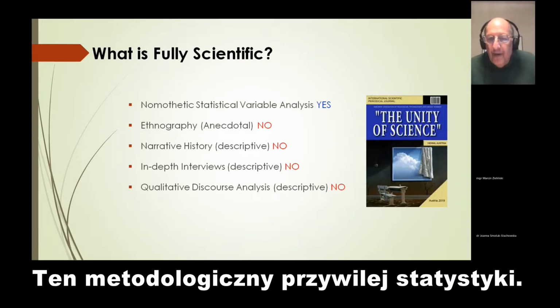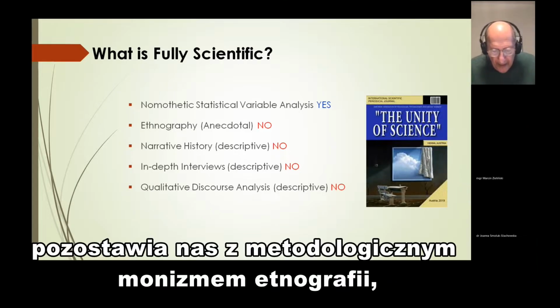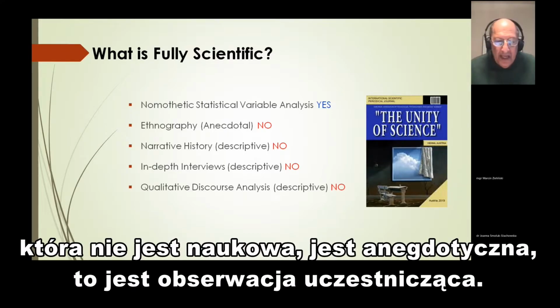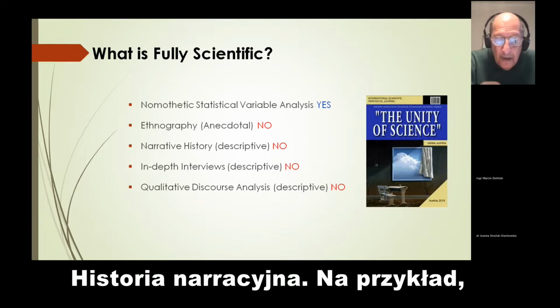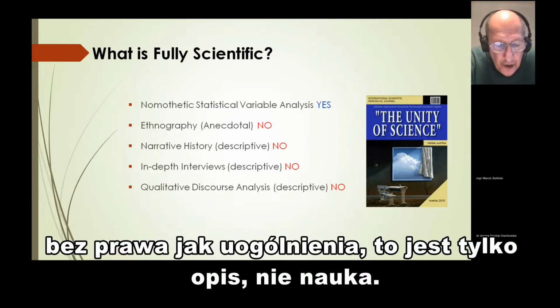This methodological privilege of statistics leaves us with a methodological monism. Ethnography is not scientific because it is anecdotal. That's participant observation. You cannot discover a law from one case. Same for other qualitative approaches, narrative history, for example. Without law-like generalizations, it's just description, not science.